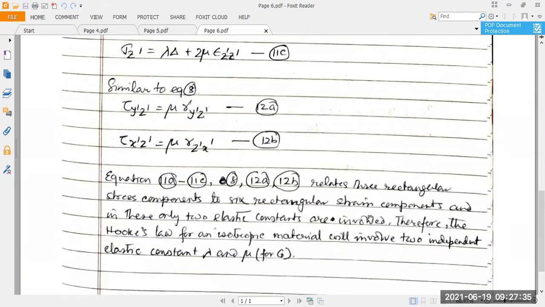Now, first of all, equations 10b and 12abc relate the three rectangular stress components with the six rectangular strain components, and in this there are only 2 elastic constants, that is Lame's constants, given as lambda and mu, where mu is more or less equal to the modulus of rigidity g itself. Now what happens? Let us go to the next page, that is page number 7.